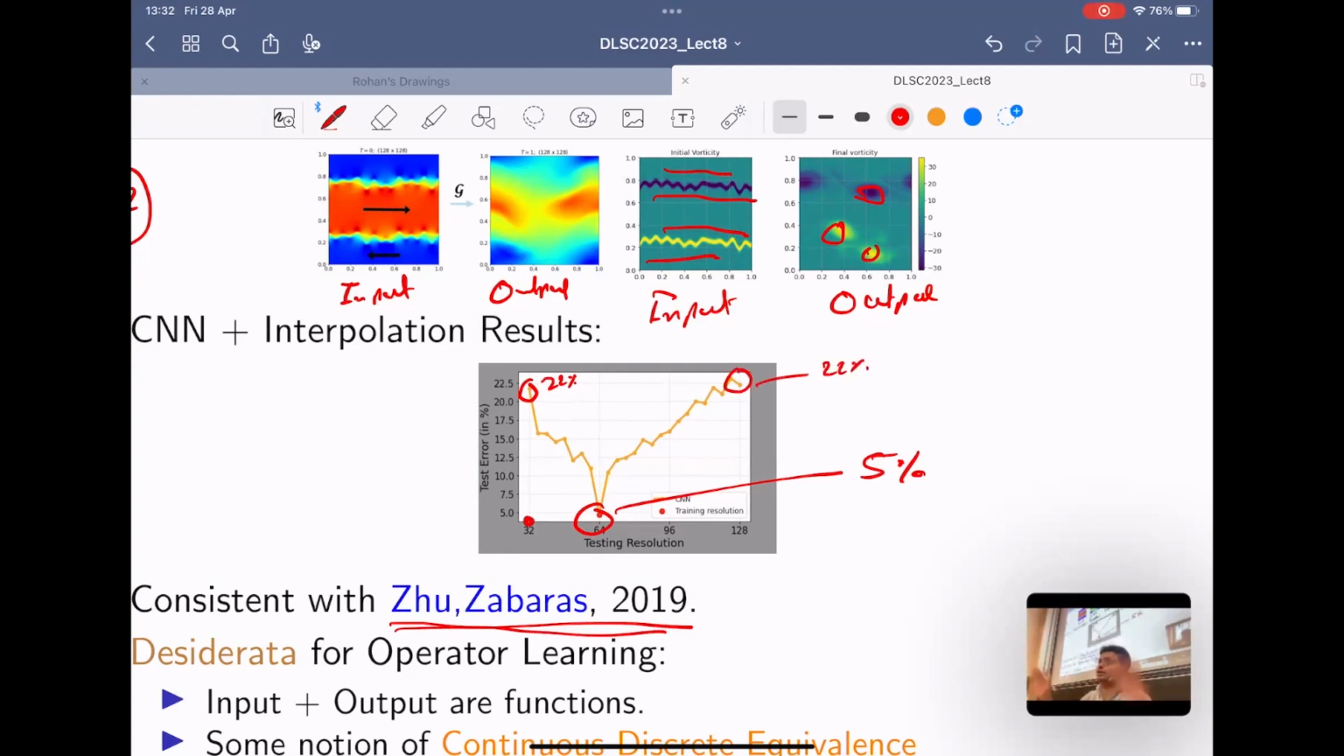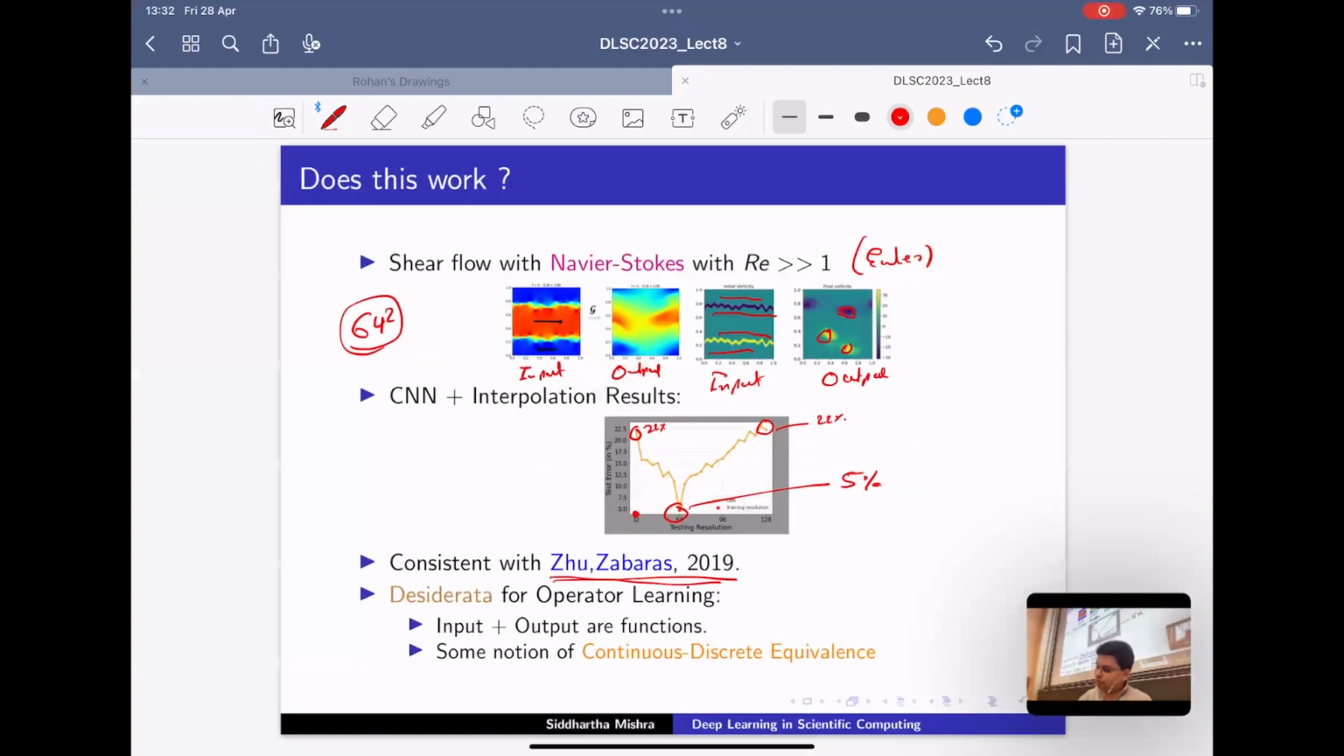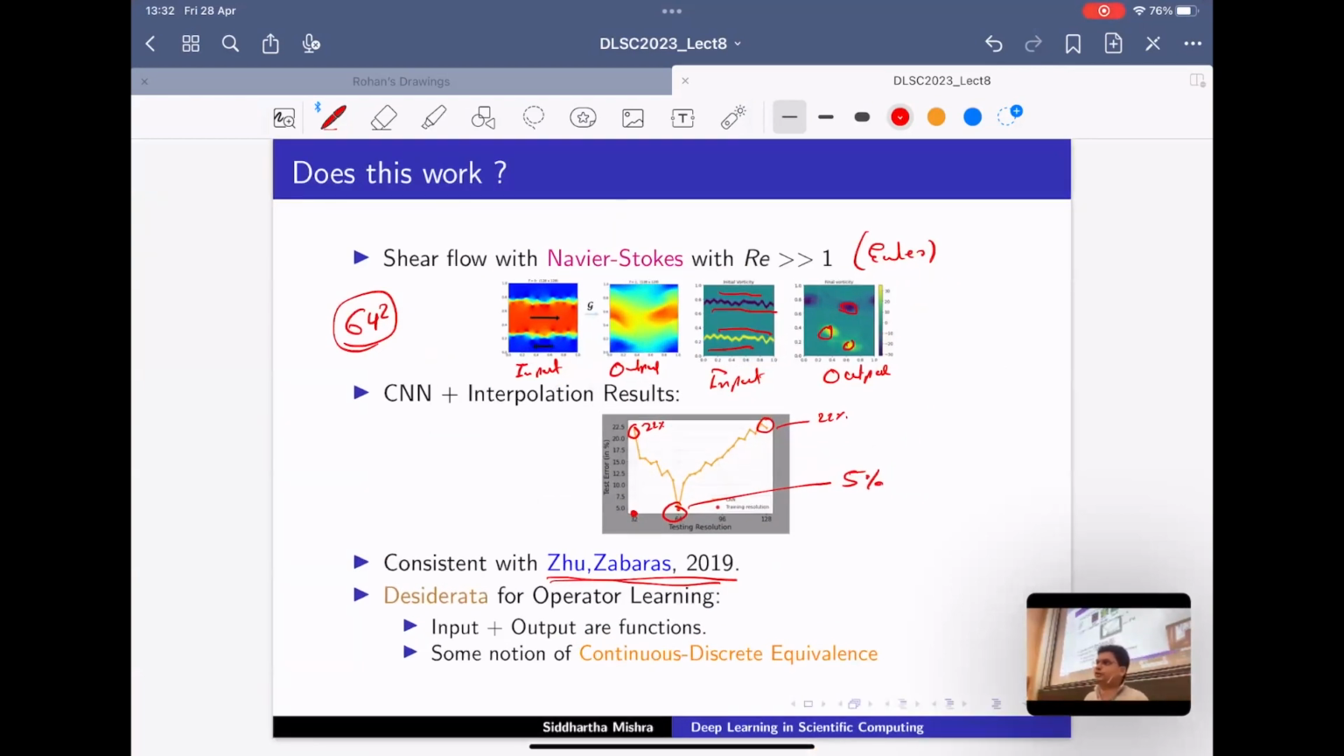So not only are these very high errors, but more importantly, it seems to me that it has not learned the function at all. It has really learned the particular realization of the function on a 64 by 64 grid. Okay, because if it were, then it would be relatively flat. Of course, nothing is completely flat, means there would be some machine precision issues, trainability issues, whatever, but it should be relatively flat.